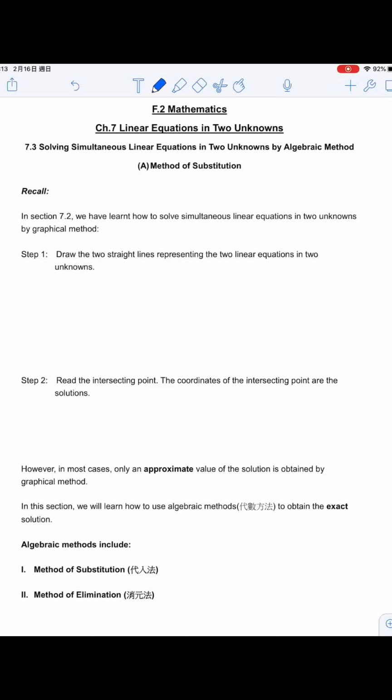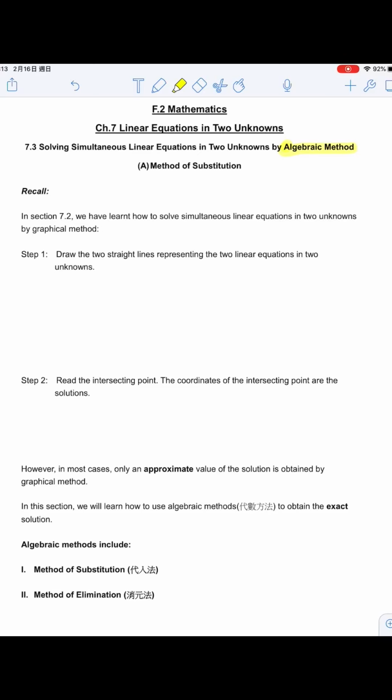Form 2 Mathematics, Chapter 7, 7.3, Solving Simultaneous Linear Equations in Two Unknowns by Algebraic Method. Part A, Method of Substitutions. Recall what we have learned in Section 7.2.